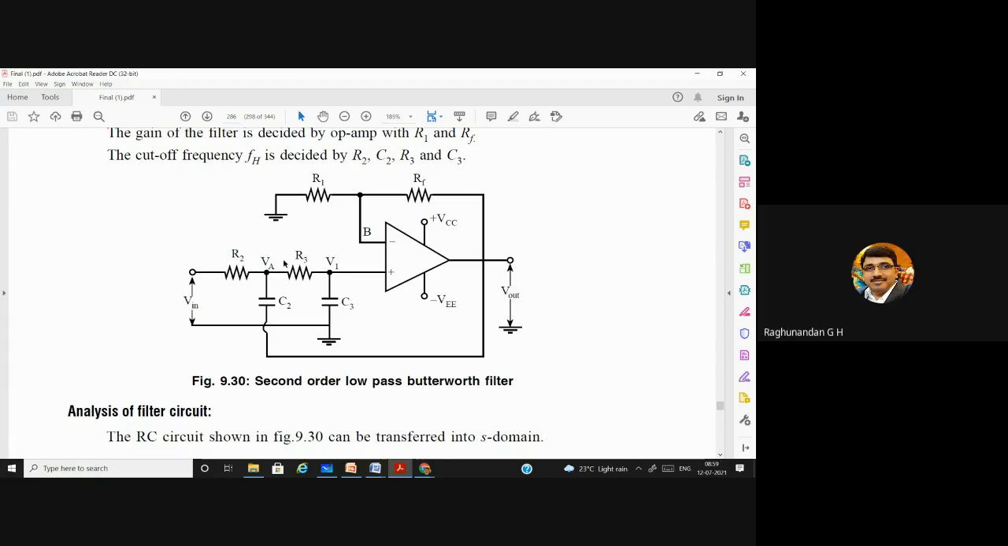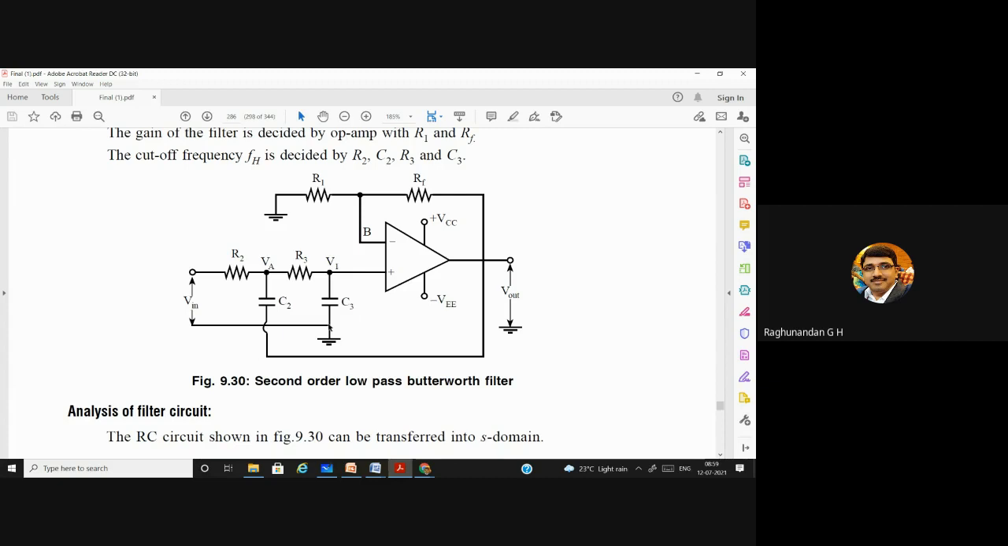Yes, it's good. It will appear across C3, because when you find the potential difference across C3, we take V1 minus 0, so it is V1. If you take the potential difference across R3, it will be VA minus V1. So obviously the voltage across V1 will not be the same as the voltage across R3. This voltage will be the same as the voltage across C3. So this is the first step in the analysis.